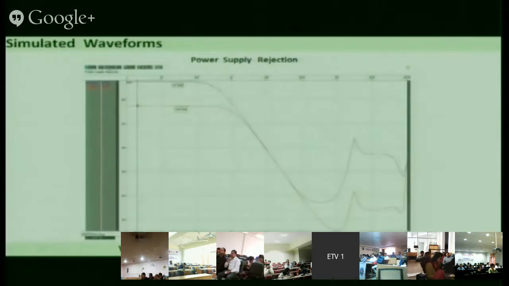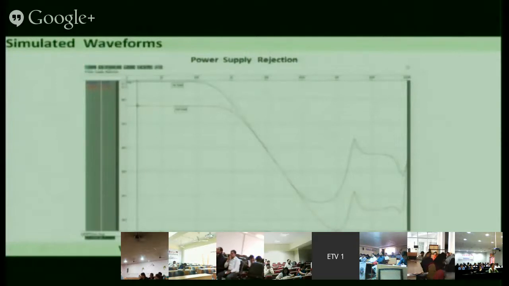Here the frequency is plotted, starting with hertz. This is around 100 hertz, this is 100k. So it's a logarithmic curve: it starts with 1, 10, 100, 1 kilohertz, 10 kilohertz, 100 kilohertz, 1 megahertz, 10 megahertz, like this. And on this side, this also is a log, in dB, 20 log, because ripple is measured in dB. So this is the output voltage.